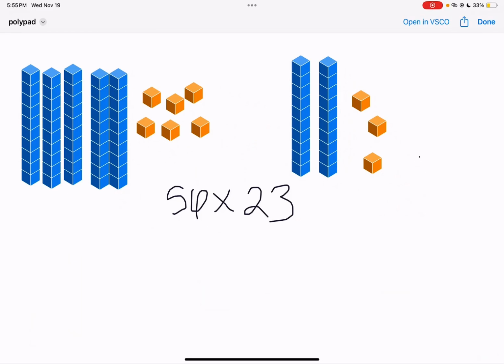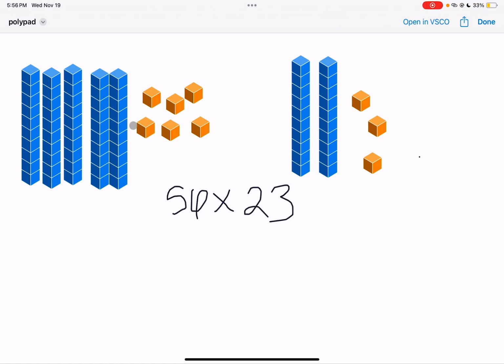Hi everyone, my name is Diamond and today I'm going to teach you guys how to multiply using the partial product strategy. This is a method that shows how place value and the distributive property make multiplication work. The example we will be using today is 56 times 23.